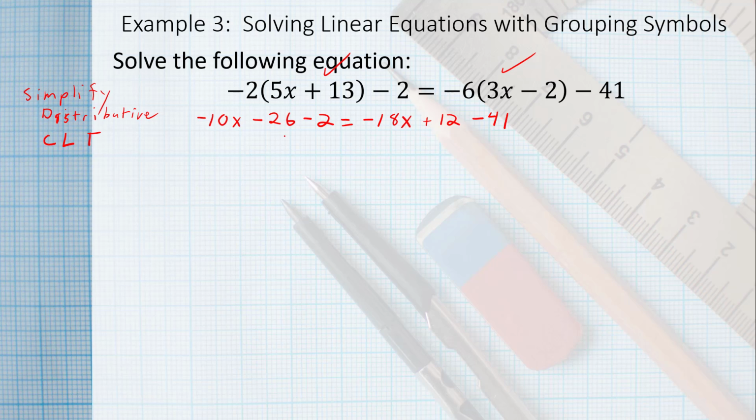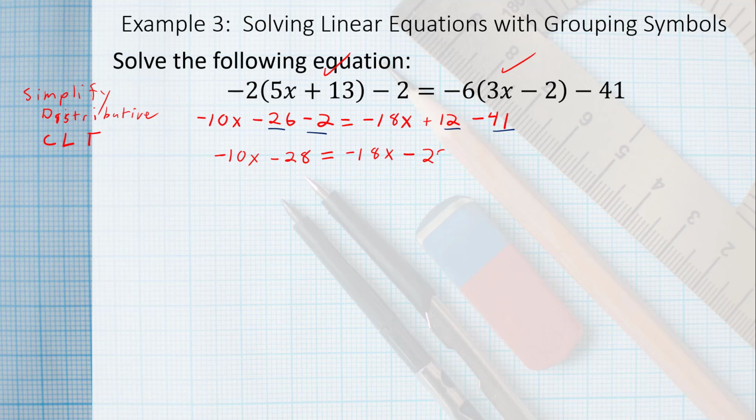Okay, now we need to combine like terms. Here we have like terms, and here we have like terms. So we can combine those, and if we do, we will have negative 10x. Negative 26 minus 2 is going to be minus 28. And that's going to be equal to negative 18x minus 29.